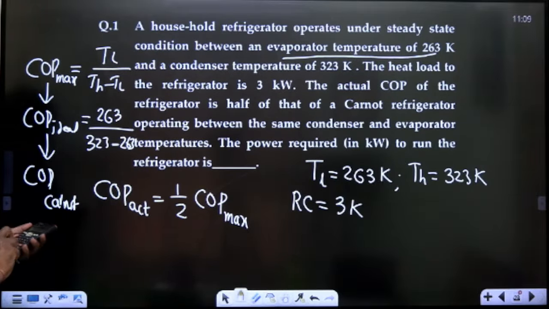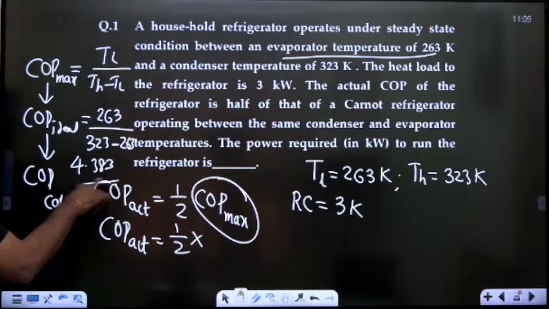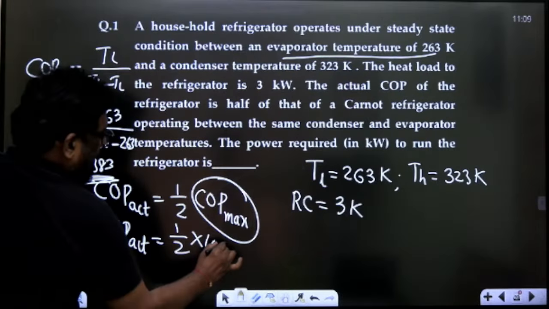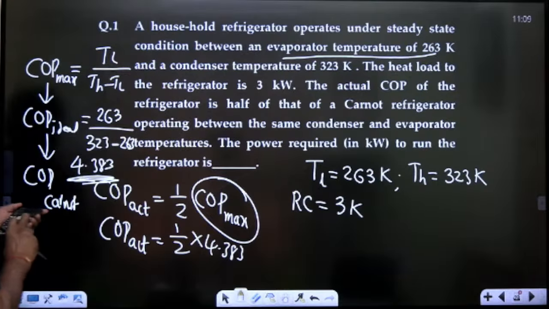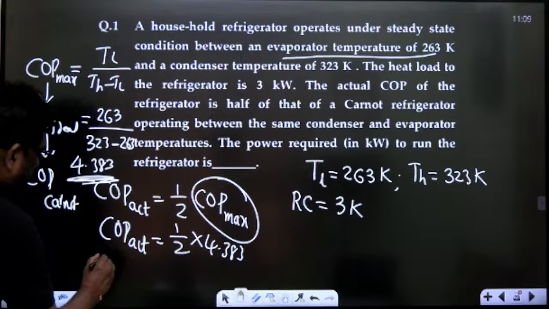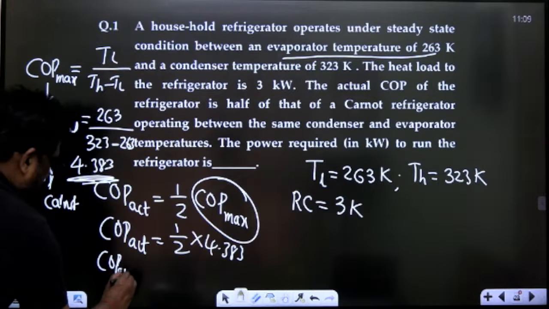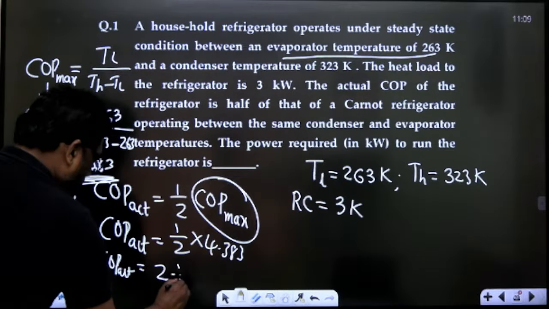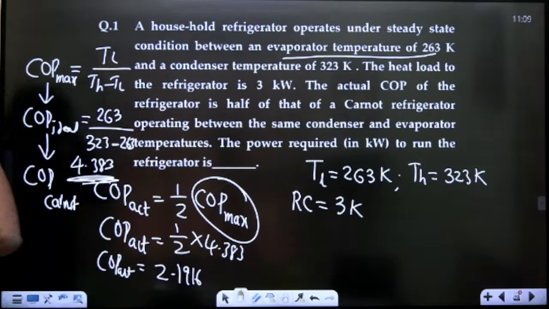Everyone involve, I request everyone to involve. 4.383. So what is the actual COP, sir? Mitro, what is the actual COP? Half of the maximum. The maximum COP is 4.383. Divide this by 2. So the actual COP is equal to? 2.1916. Absolutely fine.